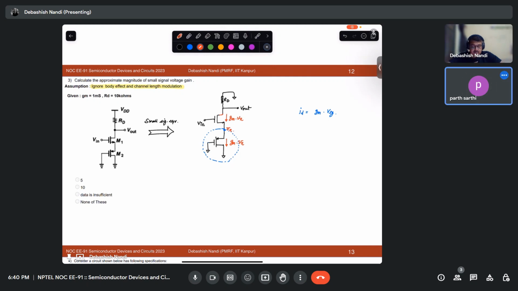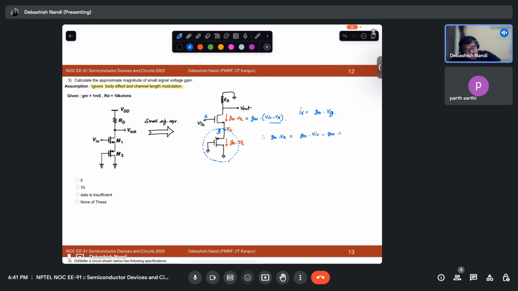In another way, what is this current? For this one, we know the gate voltage, drain voltage and source voltage. So this should also be GM times V in minus Vx. So GM Vx is equal to GM times V in minus GM times Vx. So what is your Vx? Vx is your V in by 2.